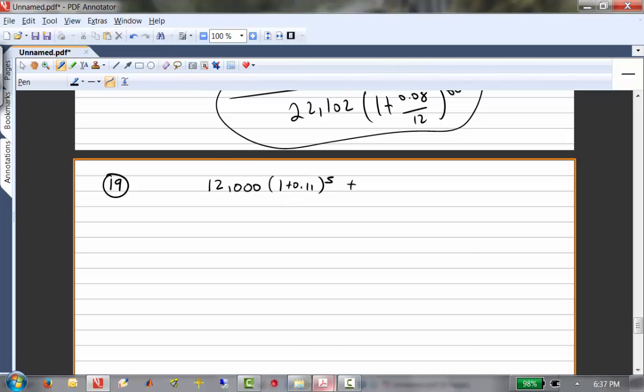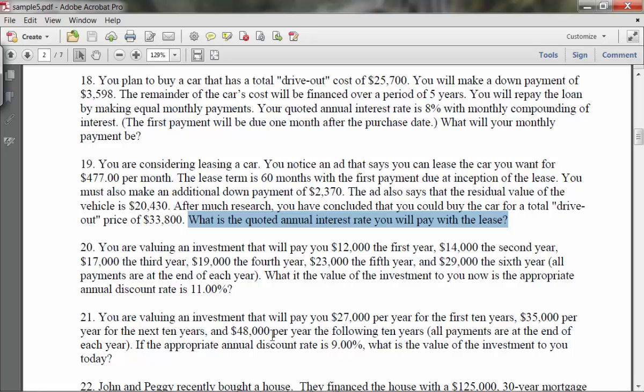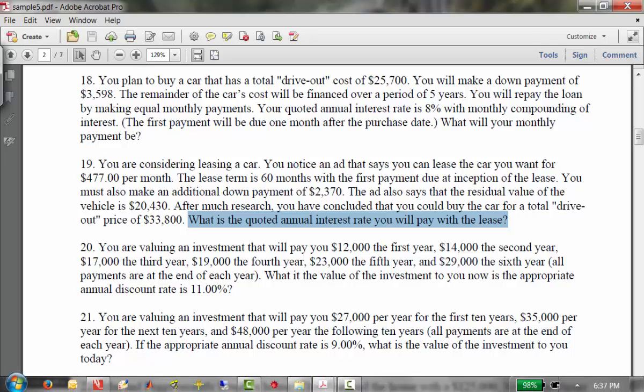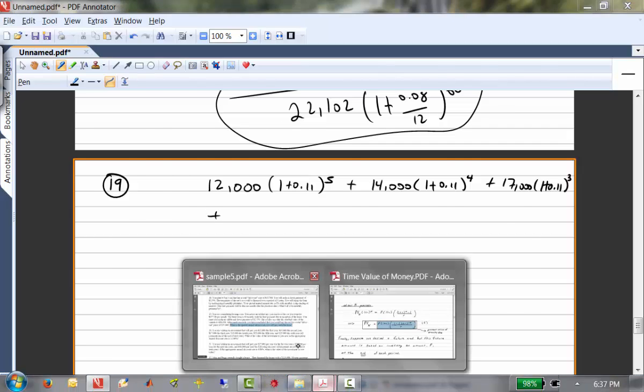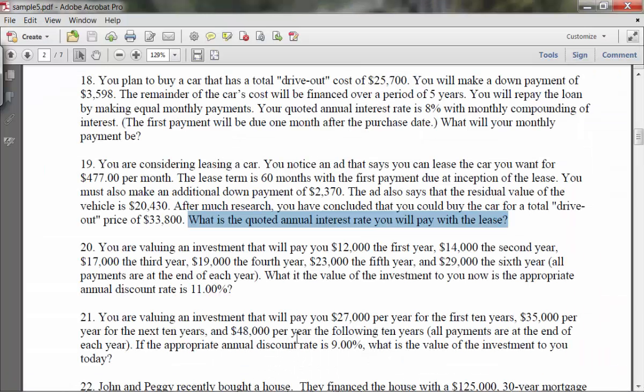And then we can get the 14,000 the second year. At the end of the second year, we put it in the account that bears interest at 11%. But we got it at the end of the second year, so it only gets to accumulate interest for us for 4 years. Plus the 17,000, which we get at the end of the third year, so that we only have 3 years left to get interest on it. Plus, what do we get at the end of the fourth year? 19,000, 23,000, and then 29.